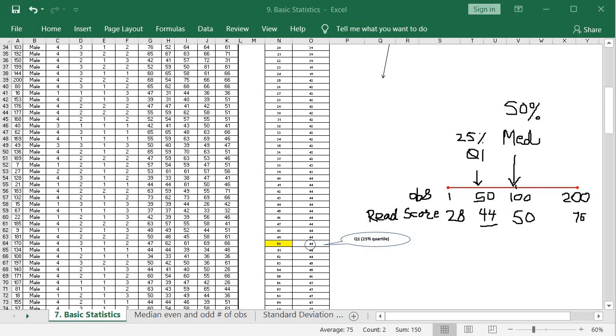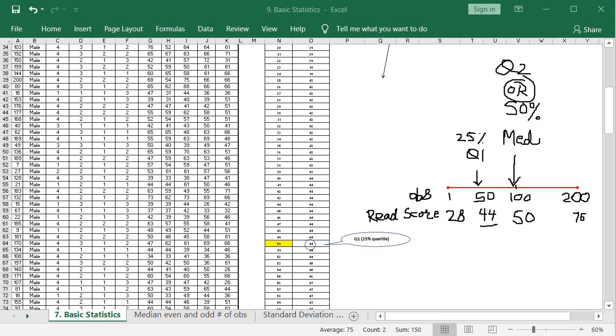Now let's talk about quartile 2. Quartile increases in denomination of 25%. So if Q1 is 25%, I can say that 25% of my students have scored less than 44 in the Reed subject. Now you have Q1, Q2 and Q3. Q1 is 25%, Q2 is 50%, so Q2 is the same thing as the median.